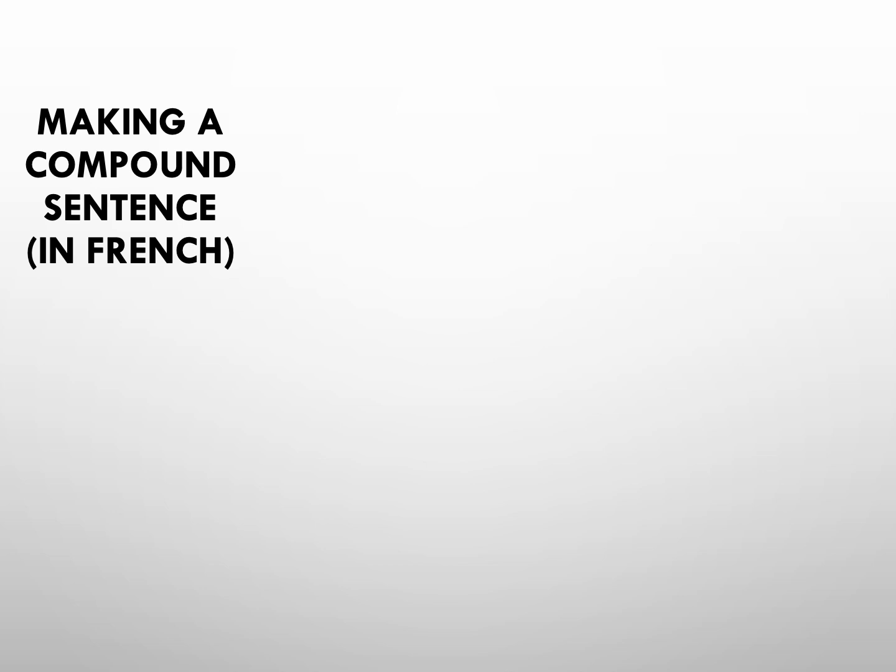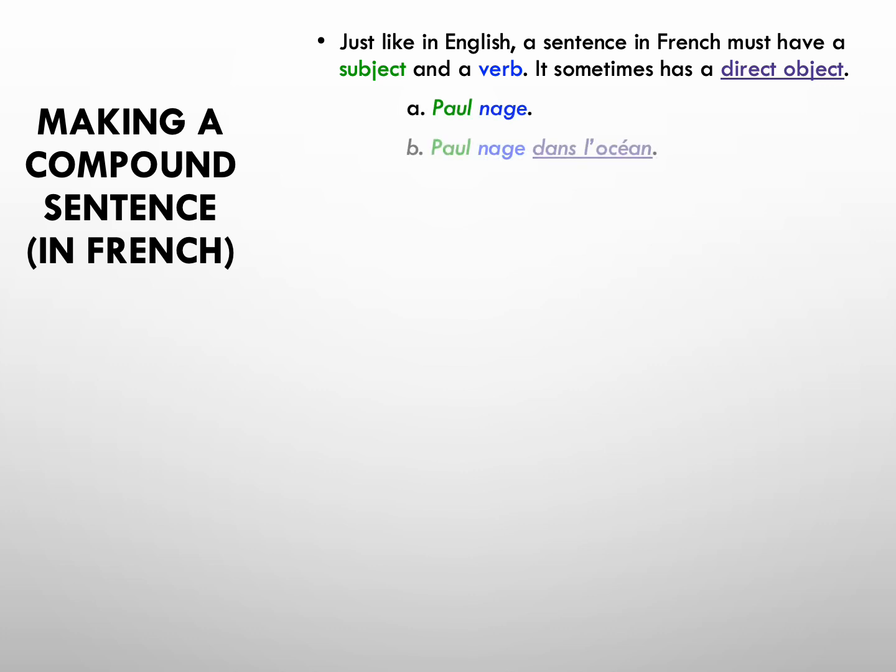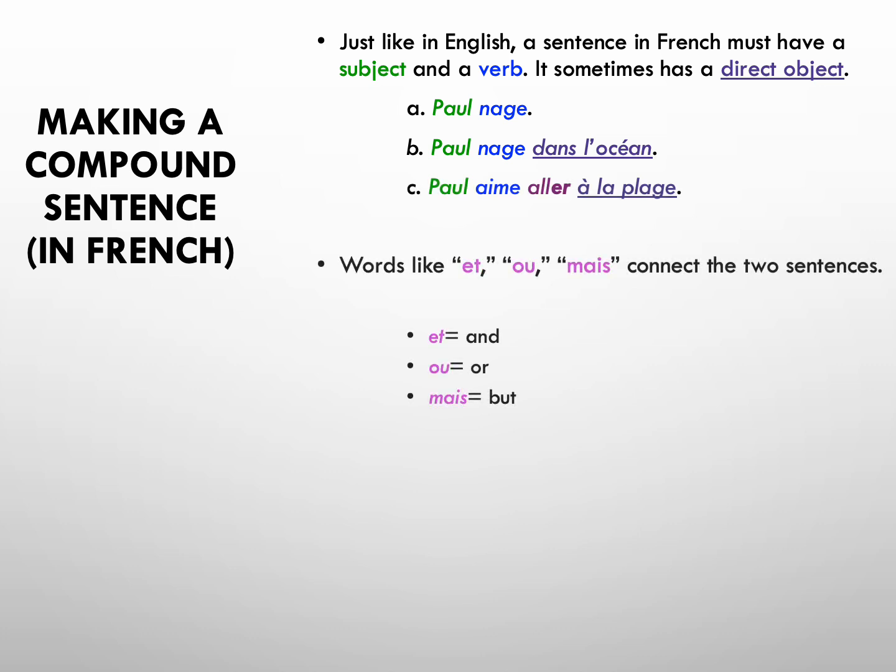Now, how do we make a compound sentence in French? Just like in English, a sentence in French must have a subject and a verb. It sometimes has a direct object. Paul nage. Paul nage dans l'océan. Paul aime aller à la plage. Words like et, ou, mais connect the two sentences. Et is and, ou is or, mais is but.